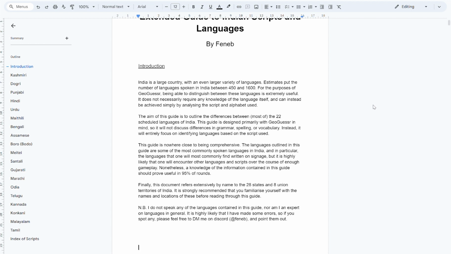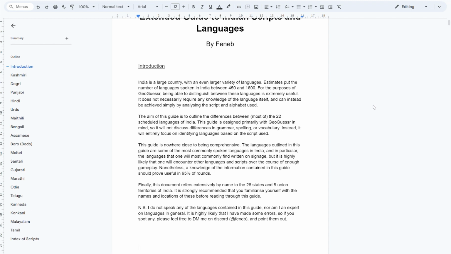Now, again, this guide is designed primarily with GeoGuessr in mind, so I'm not going to discuss differences in grammar or spelling or vocab. I'm going to entirely focus on looking at languages based on the script used. This guide isn't comprehensive. The languages are just some of the most commonly spoken ones, and the ones that you'll see the most in GeoGuessr. But hopefully a knowledge of the information in this guide should prove at least somewhat useful in about 95% of rounds where you see a sign or some language.